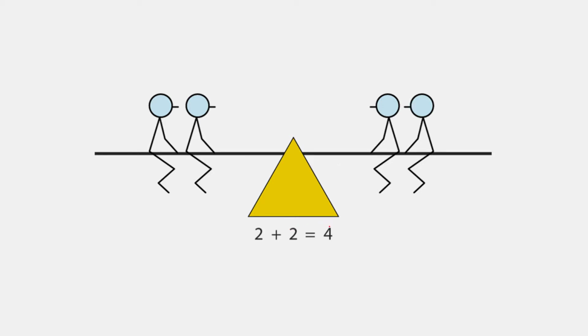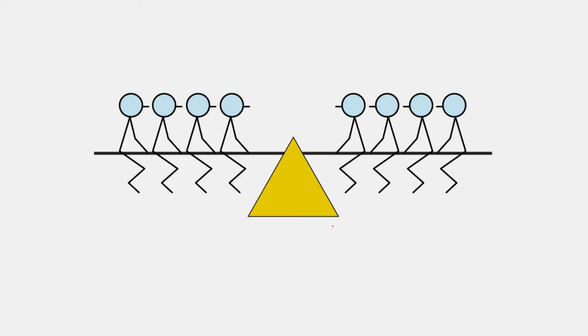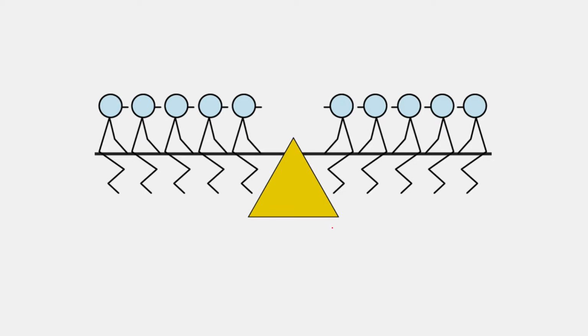What's your prediction for the next one? That's right, it's 3 plus 3 is equal to 6. What do you think's coming next? It's 4 plus 4 is equal to 8. And last one, what's it going to be? That's right, it's 5 plus 5 is equal to 10. There are 5 children on each side of the seesaw, and altogether there are 10 children.